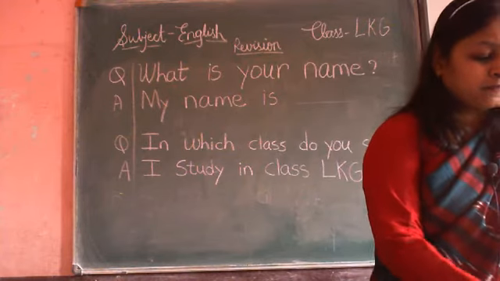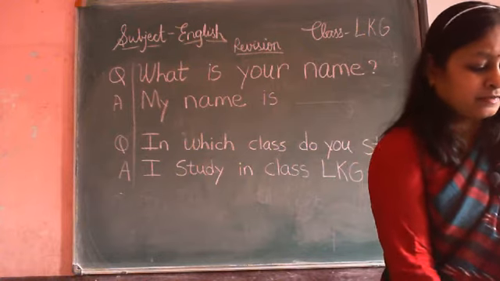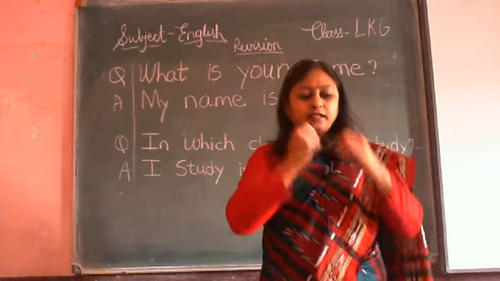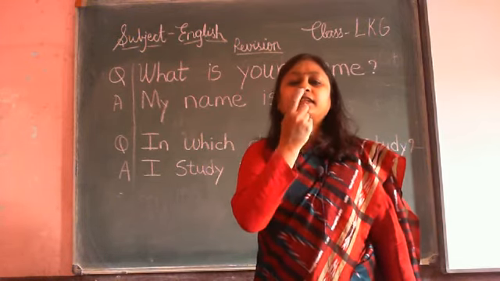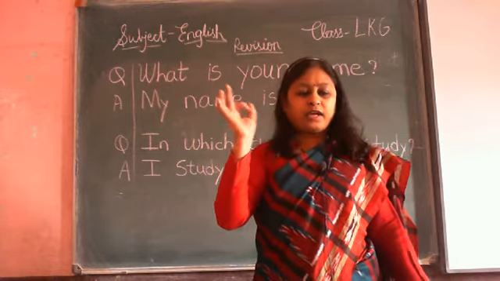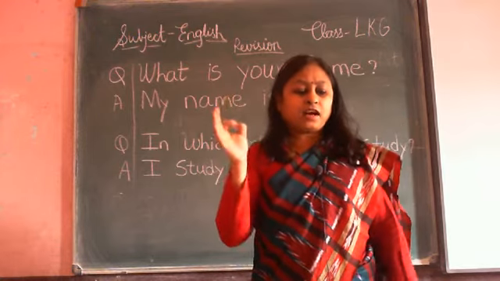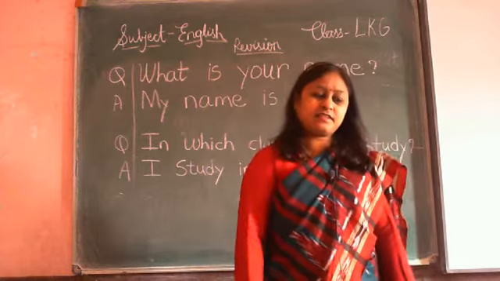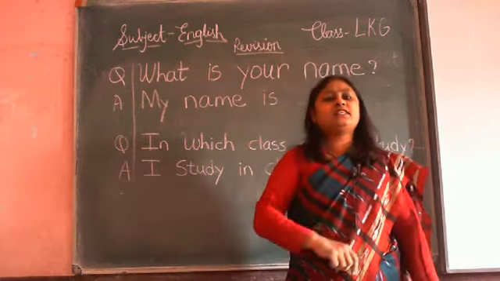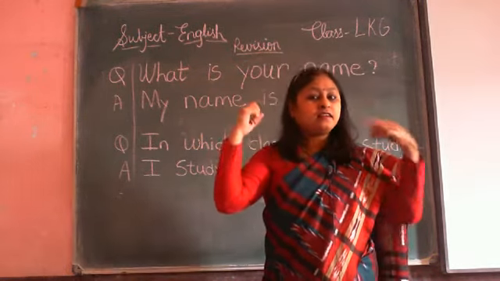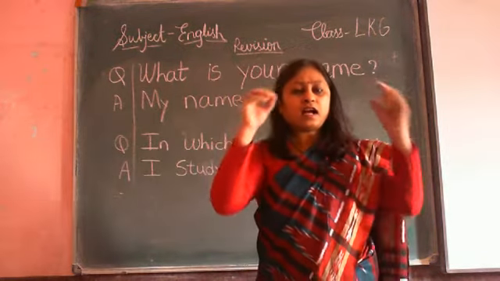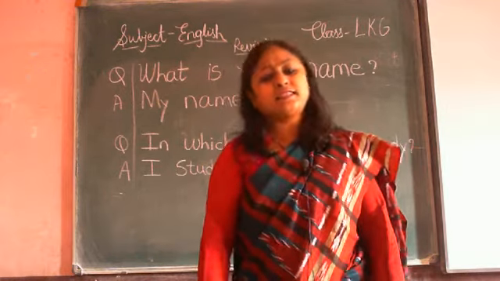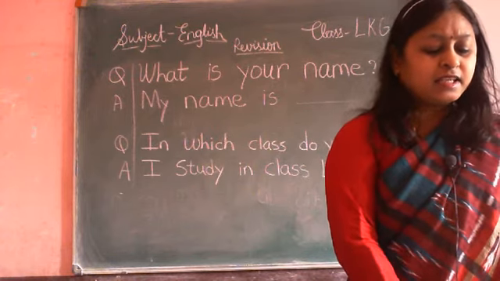The next rhyme is chubby chick. Which rhyme is this? Chubby chick. So let us start. Chubby chick, dimple chin, rosy lips, teeth within, curly hair, very fair, eyes are blue, lovely too. Teacher's pet, is that you? Yes, yes, yes. Once again, chubby chick, dimple chin, rosy lips, teeth within, curly hair, very fair, eyes are blue, lovely too. Teacher's pet, is that you? Yes, yes, yes.